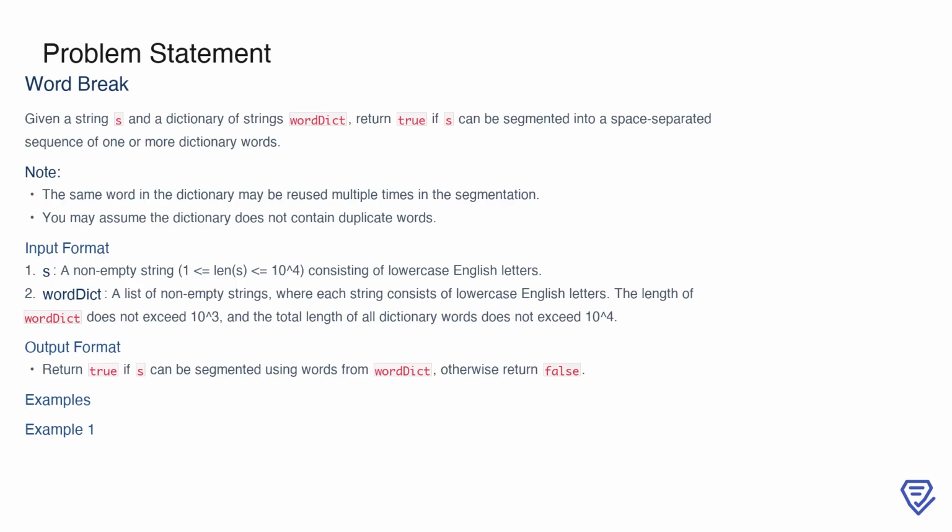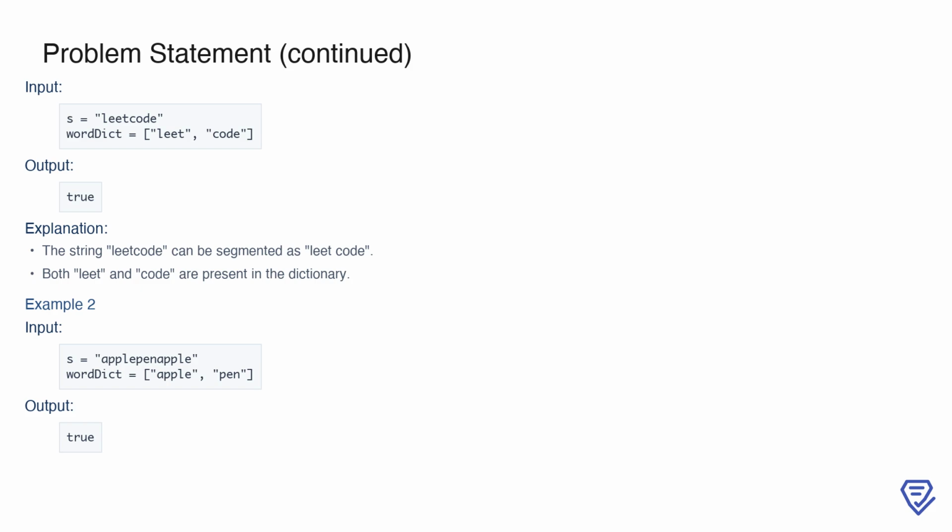unique. The input string S is non-empty and only contains lowercase English letters, and the dictionary is a list of non-empty strings, each also made up of lowercase English letters. The output should be true if the segmentation is possible, and false otherwise. Now, let's walk through a couple of examples to clarify.